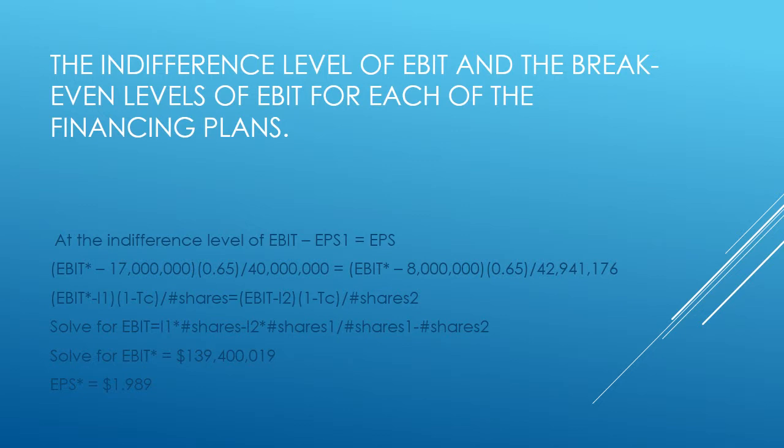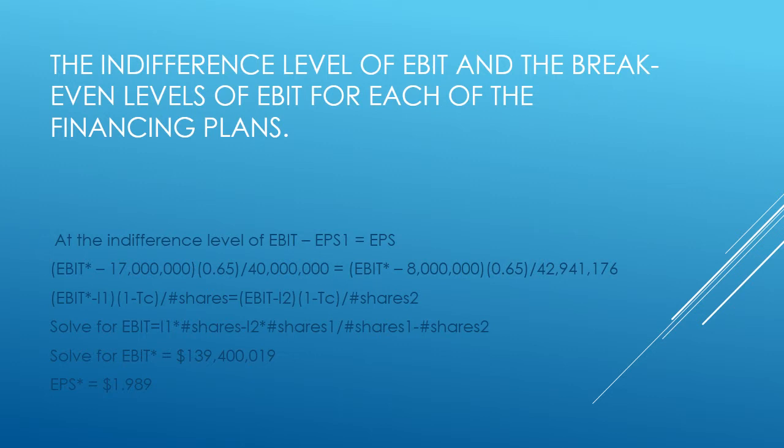The indifference level of EBIT and the break-even levels of EBIT for each of the financing plans. Now, the indifference level is the point of capital structure where the corporation doesn't care about whether they issue new debt, have no debt and 100% equity, or have a combination of both debt and equity. And the indifference level of EBIT is where EPS1 equals EPS2. And the calculations are as follows.